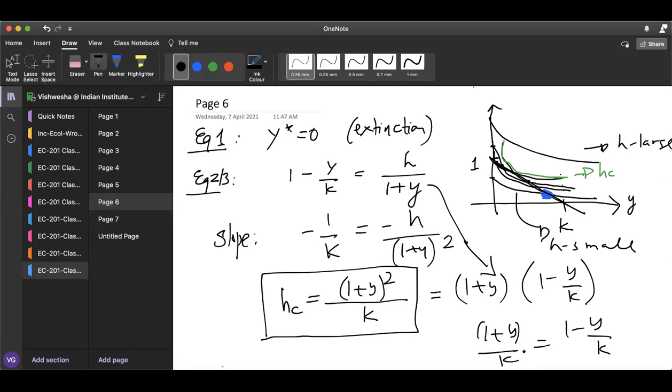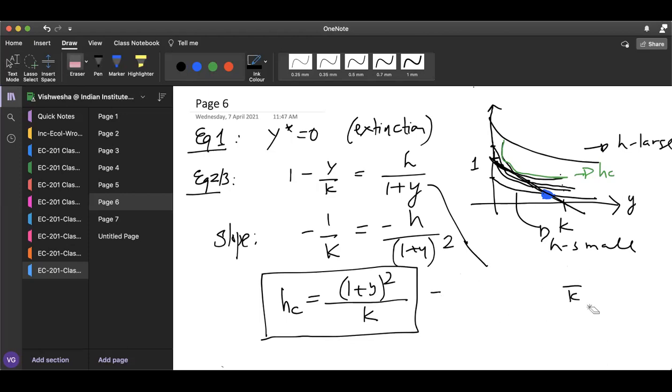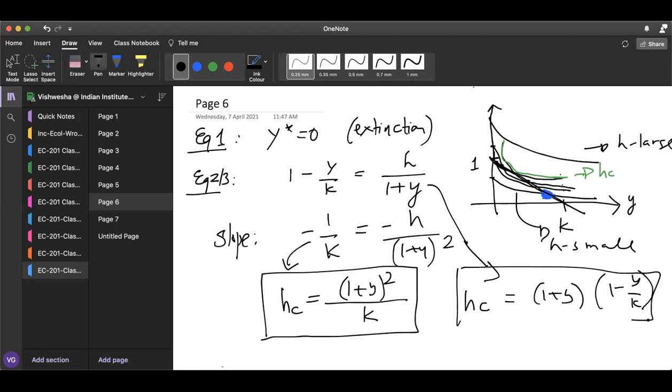Did all of you understand how I got this? I don't know if you understood how I got this part. I'll just do this carefully. From this equation, I can take 1 plus y to the other side and say that hc is also equal to 1 plus y into 1 minus y by k. Is that right? So hc is equal to both expressions, so I can equate the right hand side of this to the right hand side of this. That's how I got that.